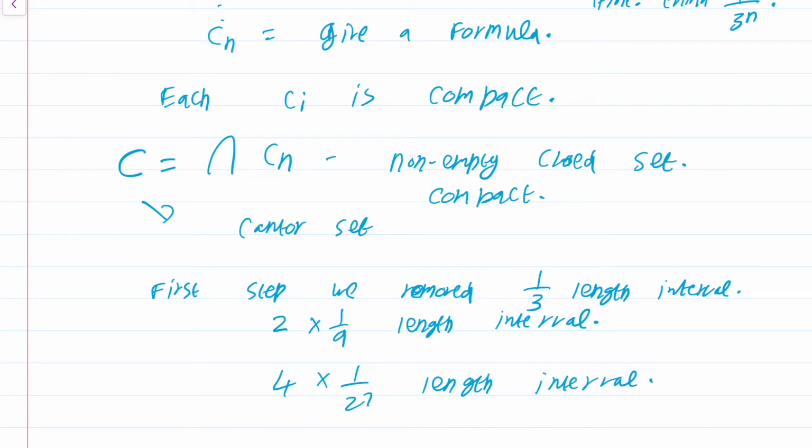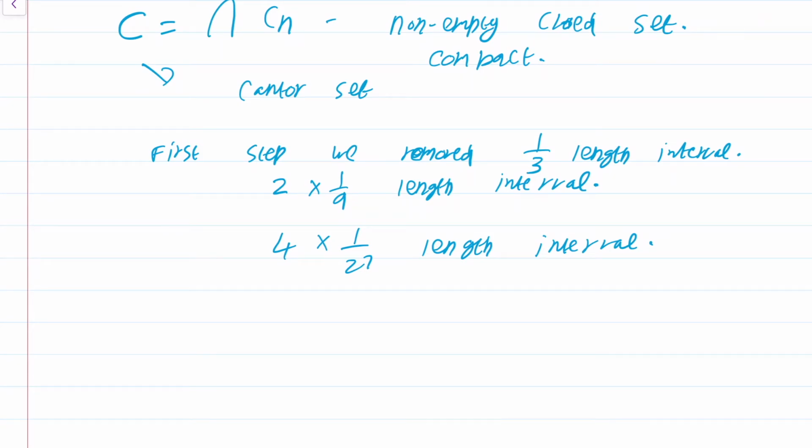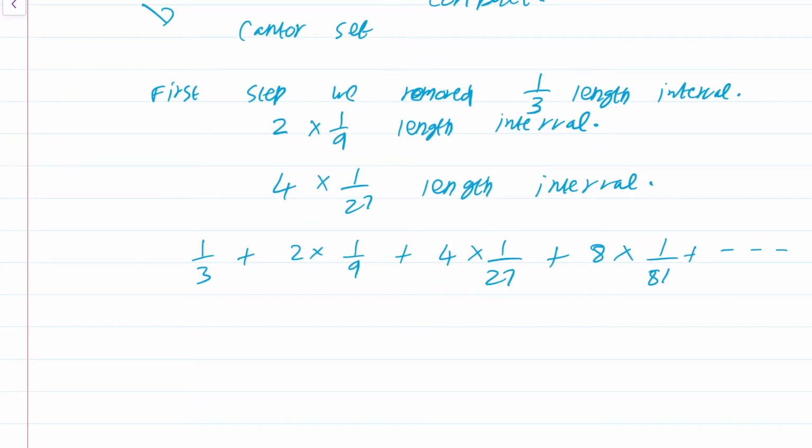Okay. So you see where this is going. Let's look at the sum of the lengths of intervals we have removed. It's 1/3 plus 2 times 1/9 plus 4 times 1/27 plus 8 times 1/81 plus dot dot dot. Now this is just a geometric series. The first term is 1/3, whereas the common ratio r is clearly 2/3. So a/(1 minus r), so it's 1 minus 2/3 in the denominator, and it's equal to 1.